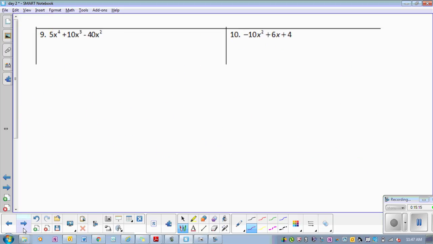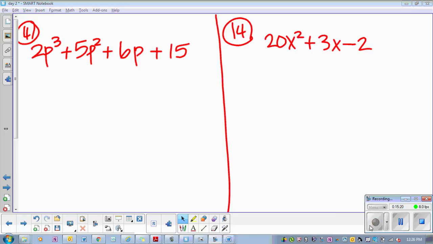All right, then you know what? I want to look at the homework. Okay, so homework problems 4 and 14. So number 4, you have 1, 2, 3, 4 terms. Means we need to divide it in half. There's no GCF for the whole thing.